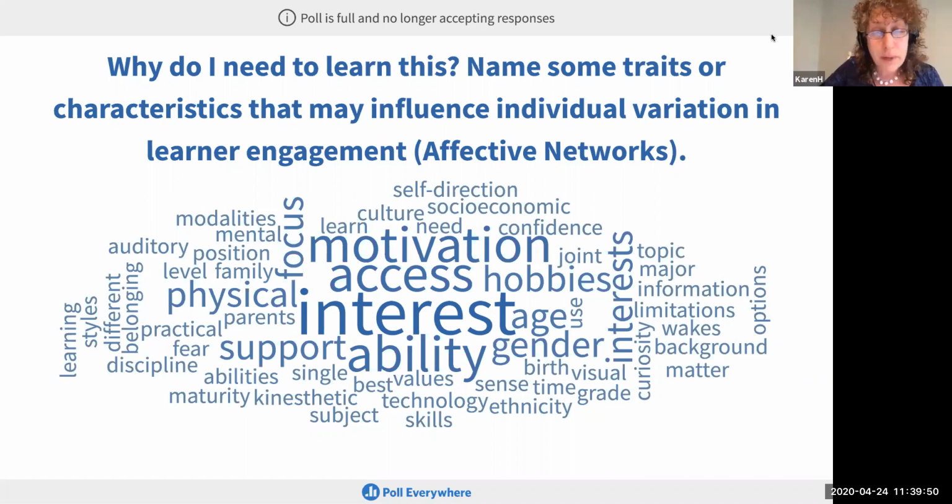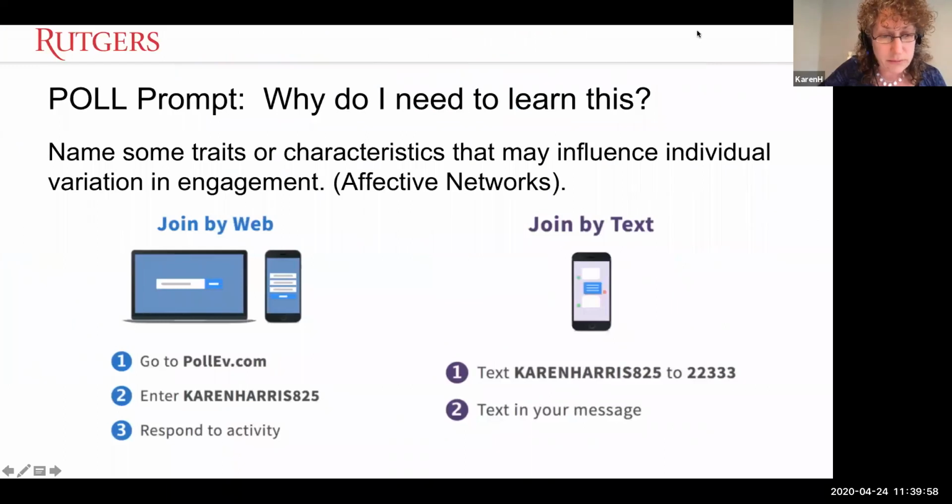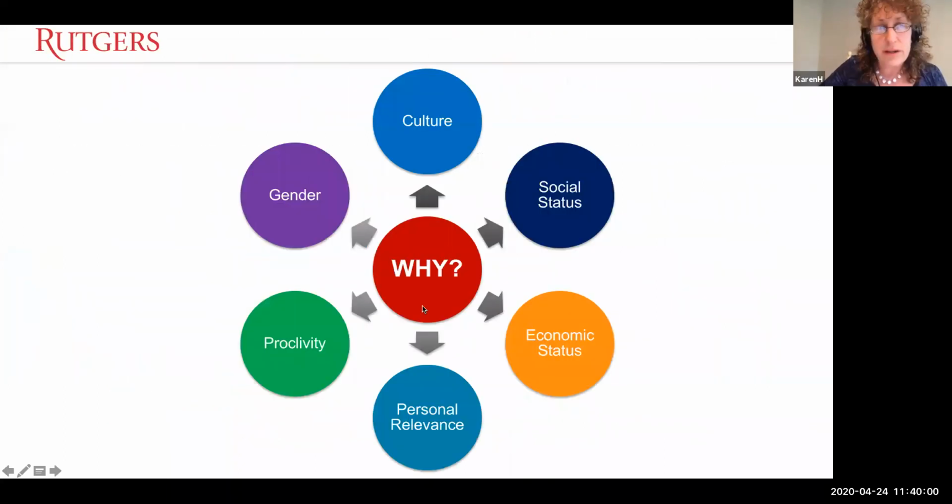Whatever we participate in to build, I'm going to try my best to capture it and post it after the session with Quality Matters. So, moving forward, the why. Why do I need to learn this? Why should I be engaged in this?